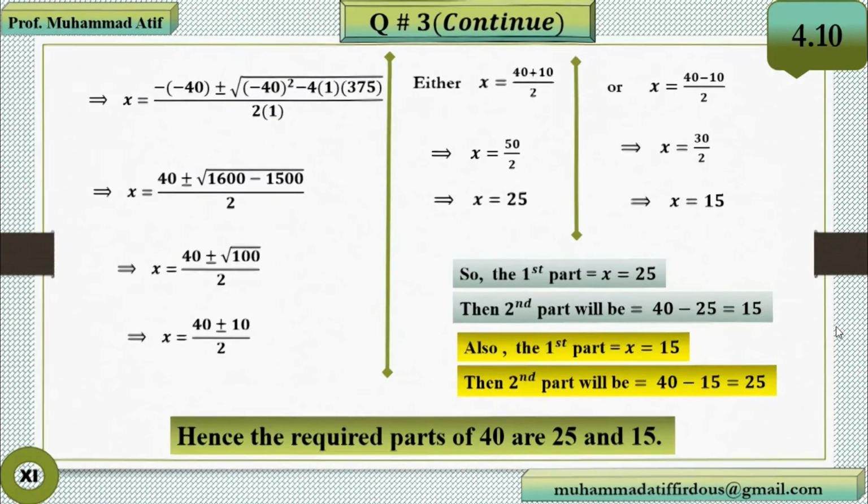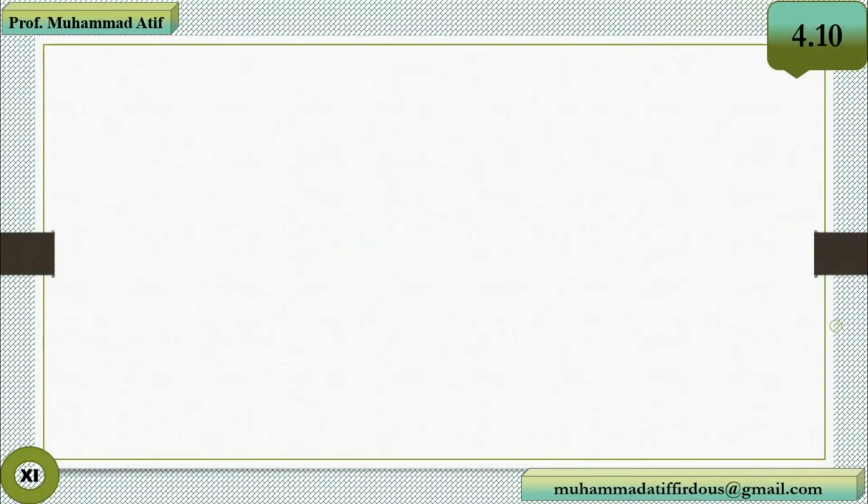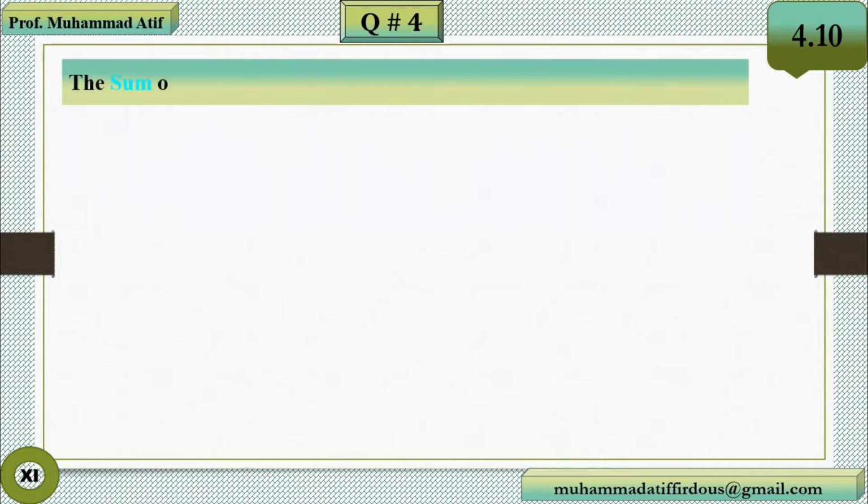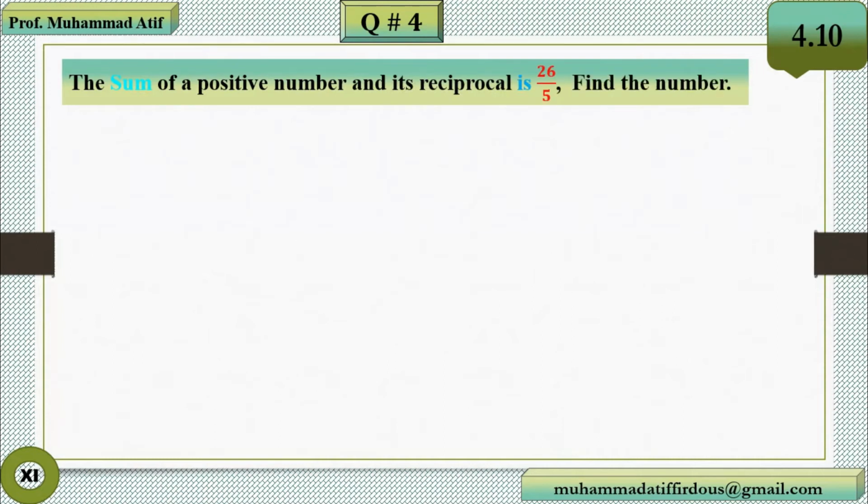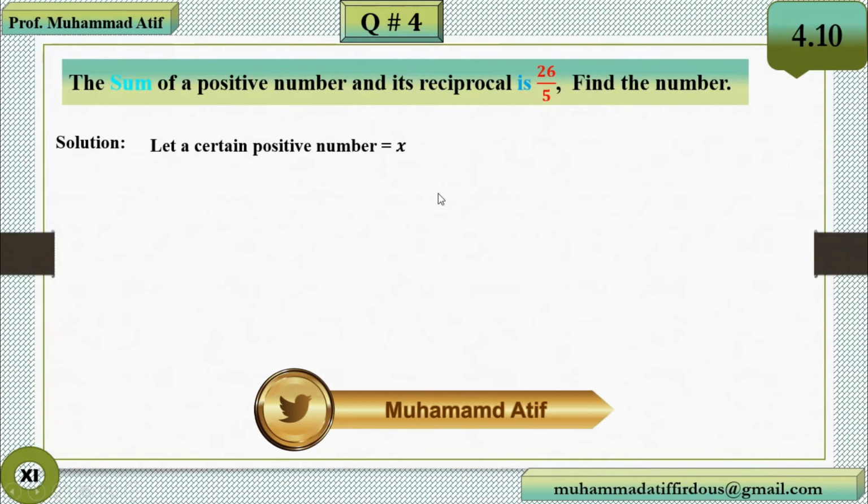Okay, now we move on to our next question, which is question number 4. It states that the sum of a positive number and its reciprocal is 26 over 5. You have to find that number. Again, start with what? Just suppose the required number is x. Again, focus on your statement. There is a compulsion. The required number must be a positive number. So we suppose a certain positive number is equal to x.